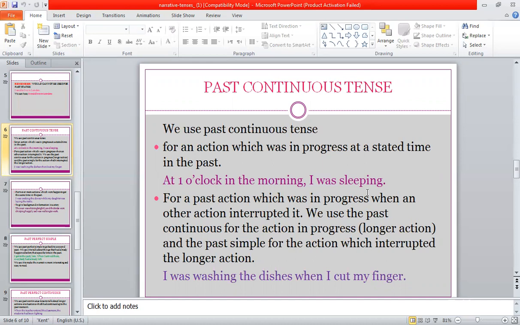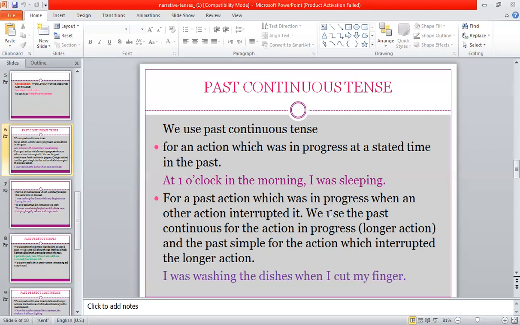For a past action which was in progress when, this number two for past continuous, we use it for a past action which was in progress when another action interrupted it. We use the past continuous for the action in progress. The longer action is past continuous. The short action, the interruption itself, is past simple.